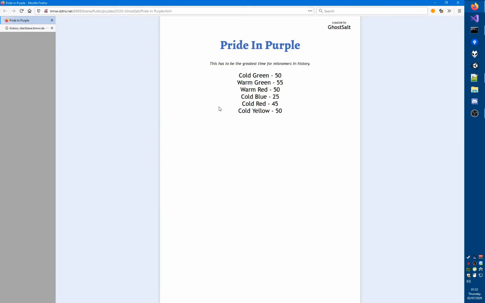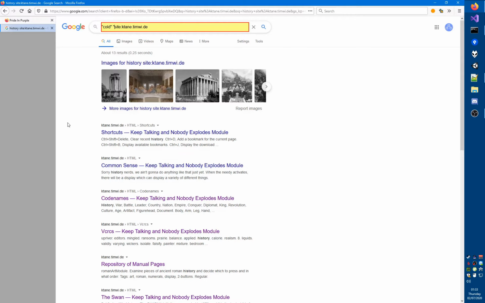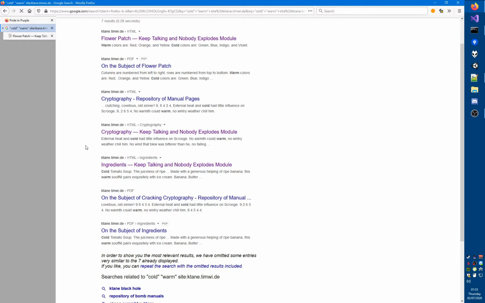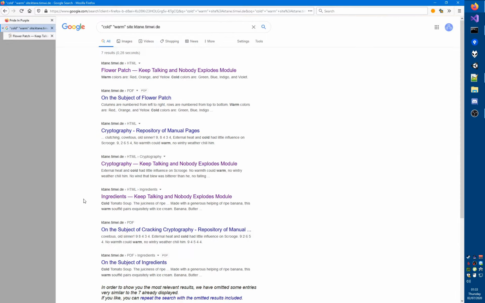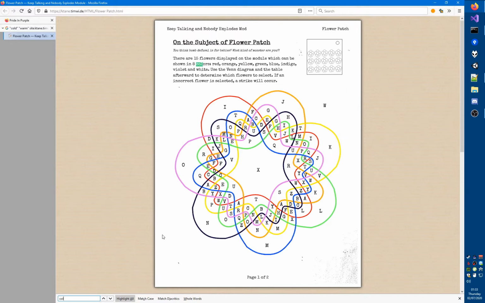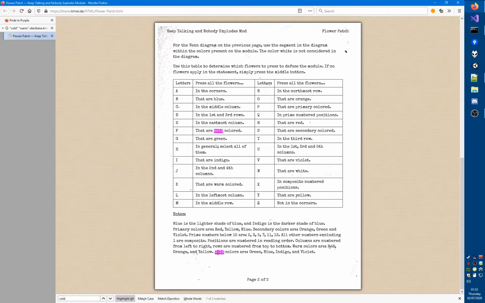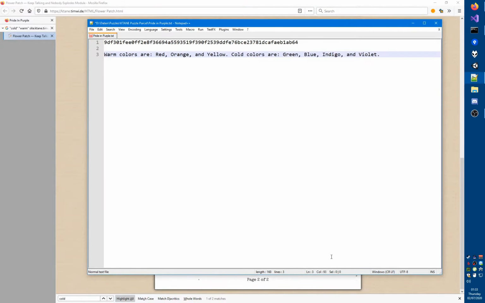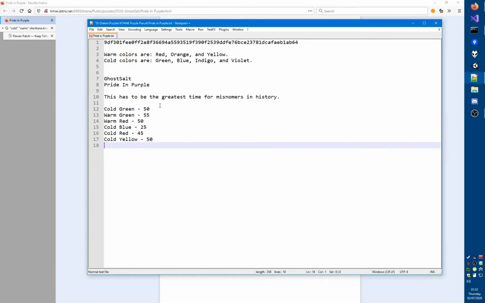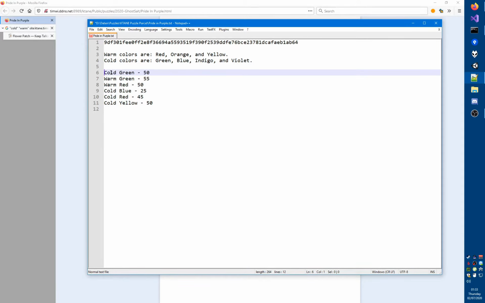And then of course there's cold and warm. So let's see what modules actually use cold and warm. And I suspect that there are a few. Let's see, Cryptography, Ingredient. No, so Flower Patch is the only one that seems to, there we go. That seems to categorize colors into warm and cold. Alright, let's see. Warm colors are these, cold colors are these. But in the puzzle, we have these. Cold green. Green is indeed cold, but then we have warm green. Ooh.